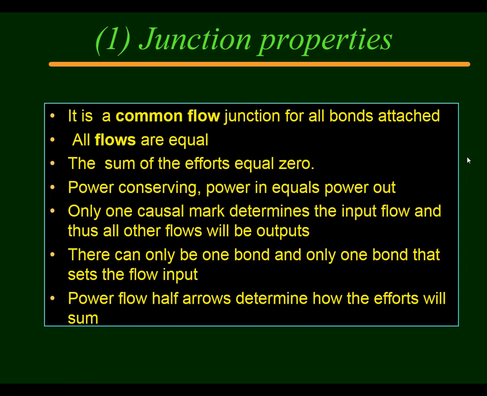So with this we conclude all the properties of the one junction. It's a common flow junction. All bonds are attached, all flows are equal. The sum of the efforts equals 0. It's power conserving. Power in equals power out. Only one causal mark determines the flow. And there can only be one bond that sets the flow for all the others. Power flow half arrows determine how the efforts will sum. Okay, so this concludes the summary of all the constitutive laws of all the 9 elements.